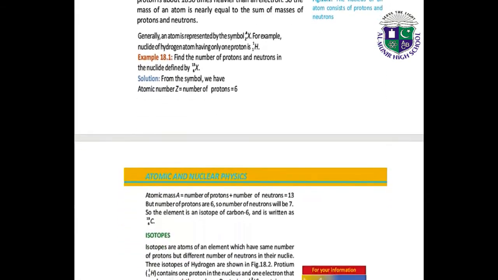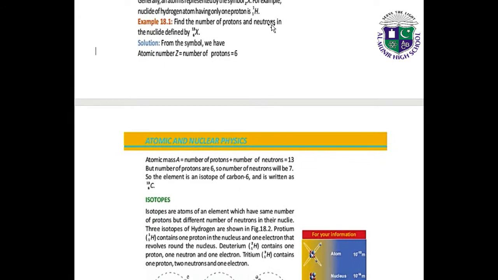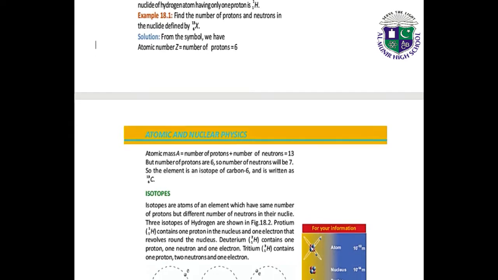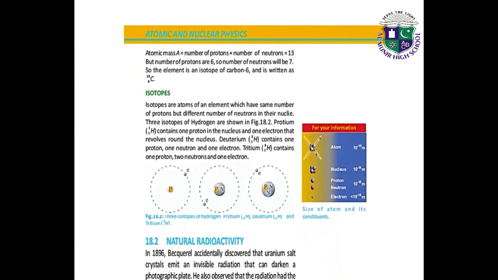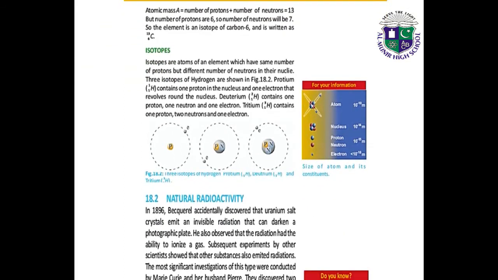Next students, we have example. Find the number of protons and neutrons in the nuclide. Solution: from the symbol we have atomic number, number of protons, atomic mass number, number of neutrons, but the number of protons are 6, so the number of neutrons will be 7. So the element is an isotope of carbon 6 and is written like this.